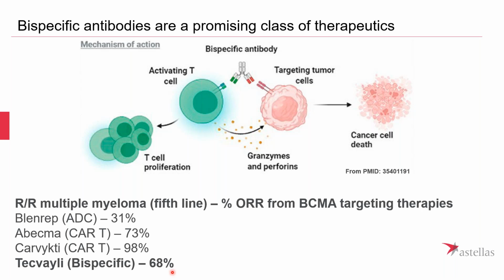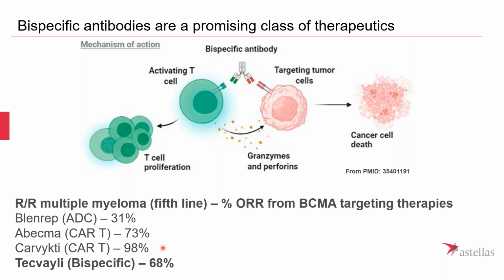So I think what we're seeing with bispecifics is a very nice balance between efficacy and ease of dosing. You can see that this 68% is a lot higher than we get with the ADC. And while it is less than what we're seeing with some of these fifth-line CAR T approved therapies, these CAR T therapies are, I would say, more complicated to actually administer, and a little more complicated logistically with how we give them. These bispecifics are set up to be a little bit more ease of dosing.